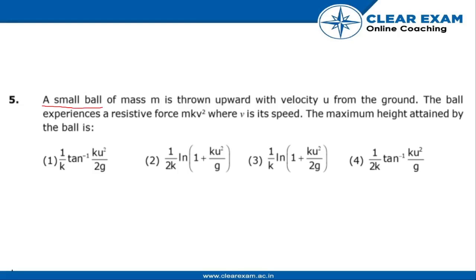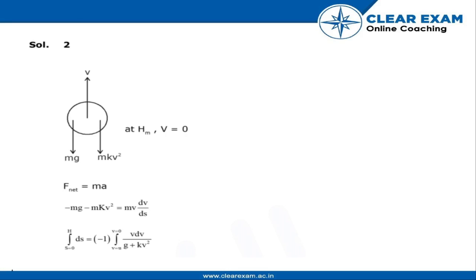A small ball of mass m is thrown upward with velocity u from the ground. The ball experiences a resistive force mkv², where v is its speed. The maximum height attained by the ball is found while the ball is moving with the velocity v. The resistive forces experienced by it are its own weight mg and the resistive force mkv².